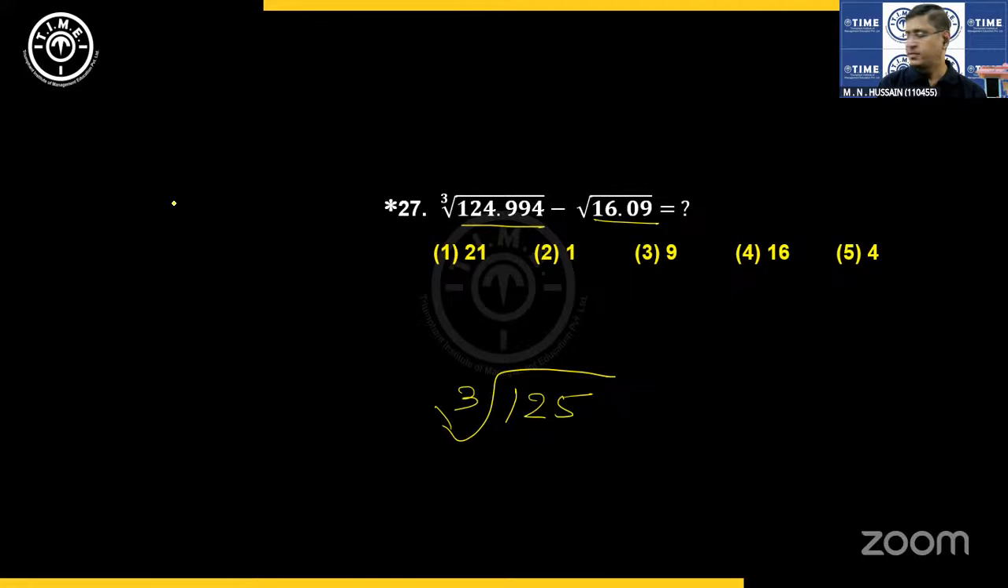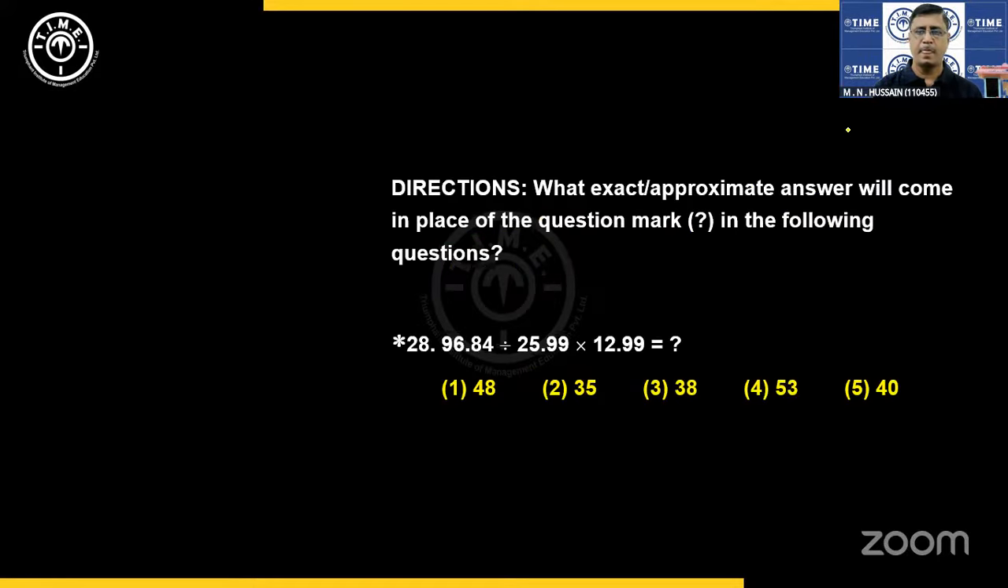My dear students, 5 minus 4. What is the result? Option 1. Sorry, option 2. Answer is 1. Right choice is 2. 5 minus 4, that is 1. Right choice, option 2. Next.